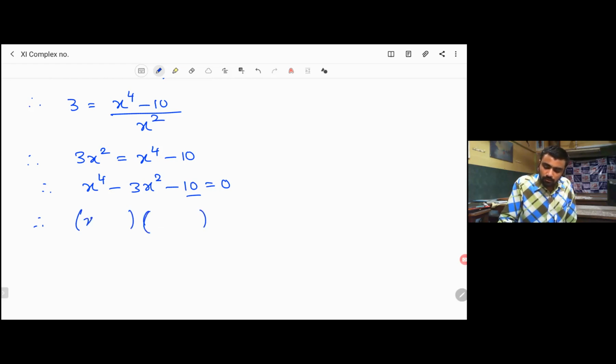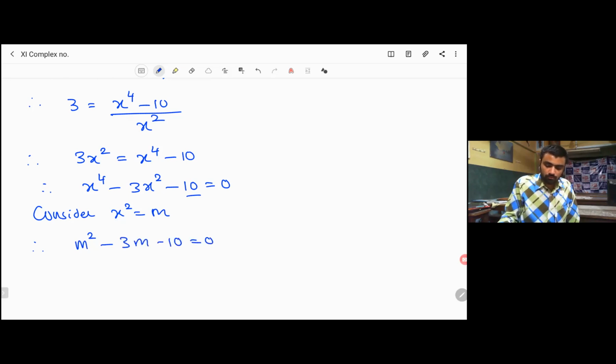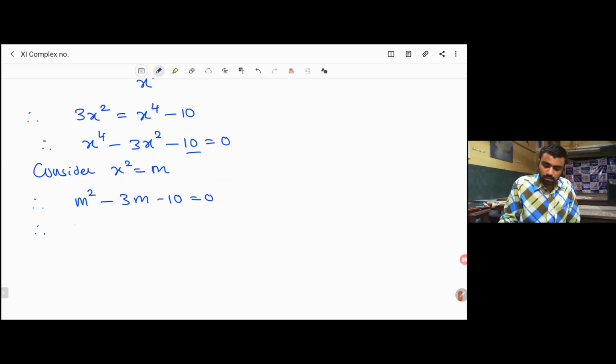Okay, before that, I need to consider this as a reducible quadratic equation. So now this equation is reducible in nature, and therefore consider x square is equals to m. So this equation will become m square minus 3m minus 10 is equals to 0.